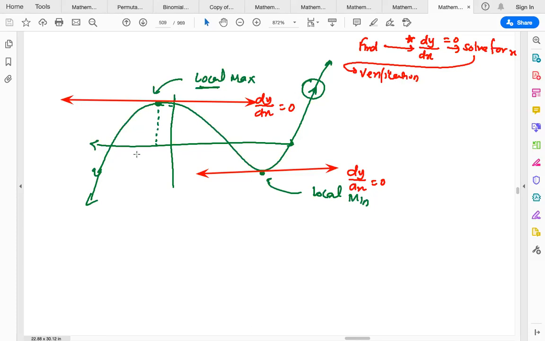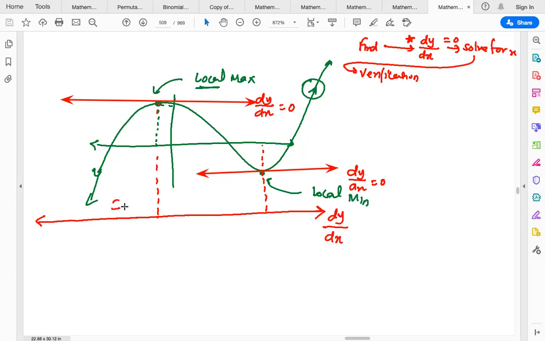The verification can be done in two different ways. Number one is using the sign diagram of the single derivative. I'm going to project these points onto the sign diagram of the derivative. You can see that I'm projecting the critical points onto the line for the derivative. Here the slope is positive, and here the slope is negative, so it is negative. And once again the slope is positive. So this is the sign diagram for the derivative.